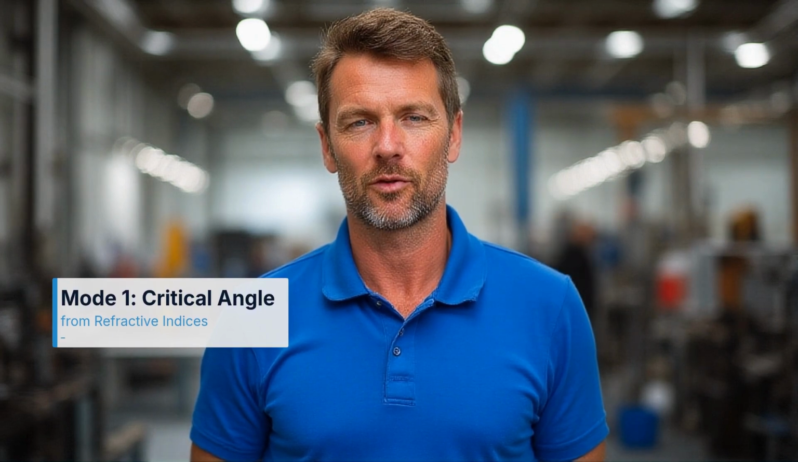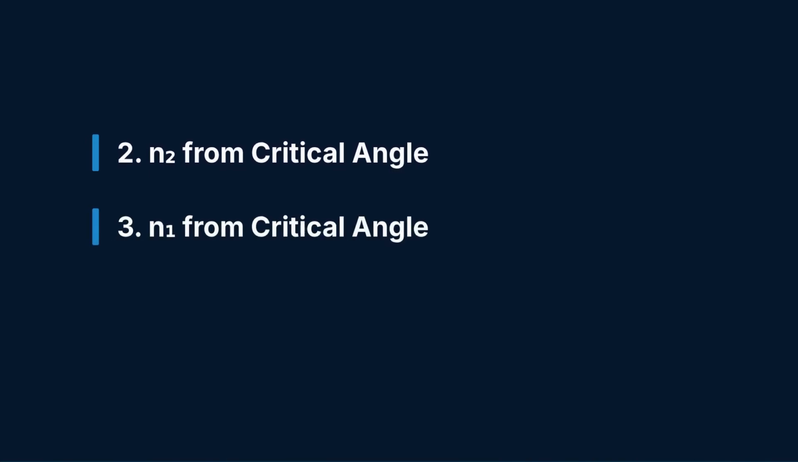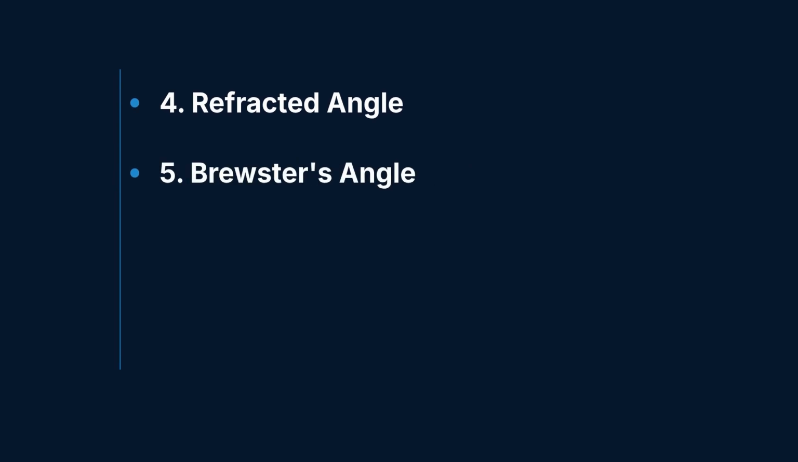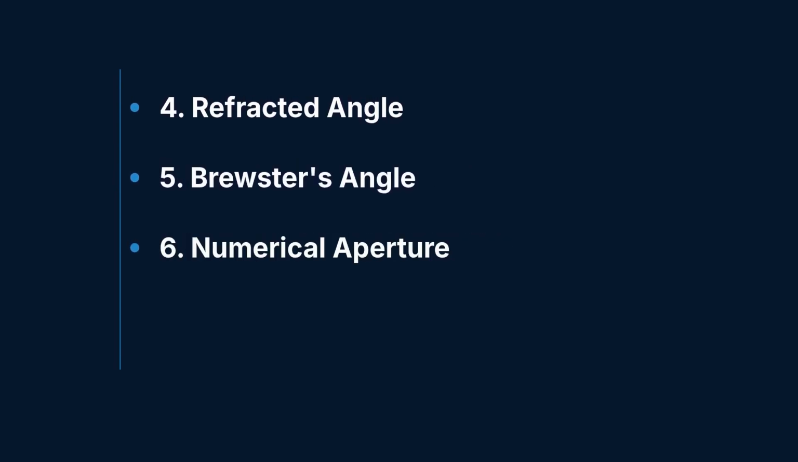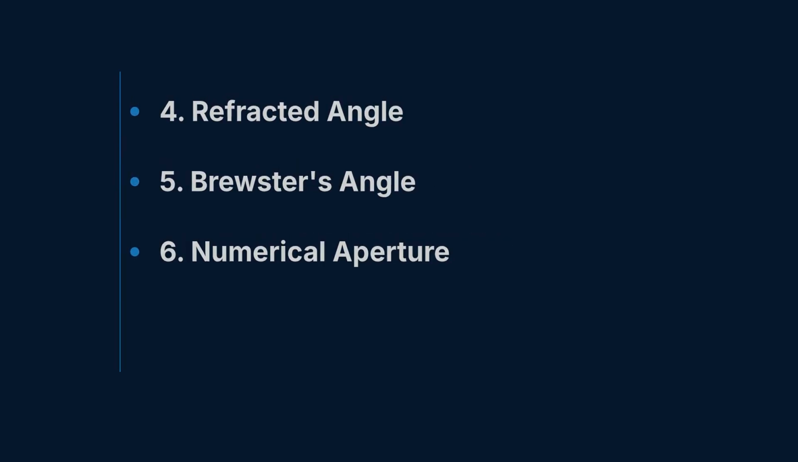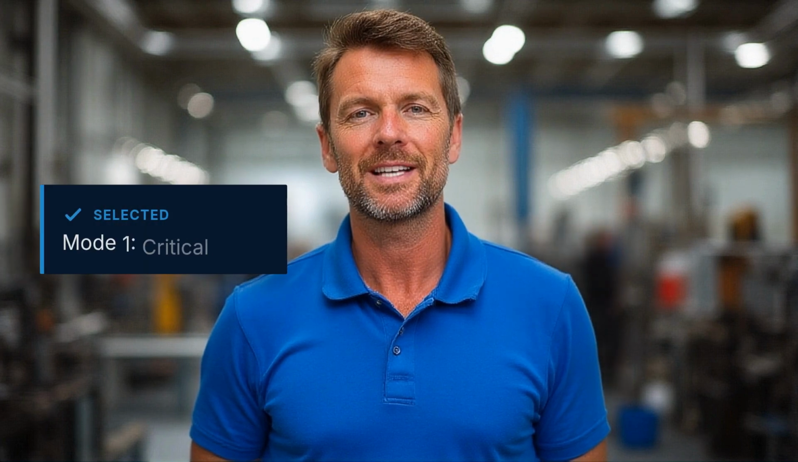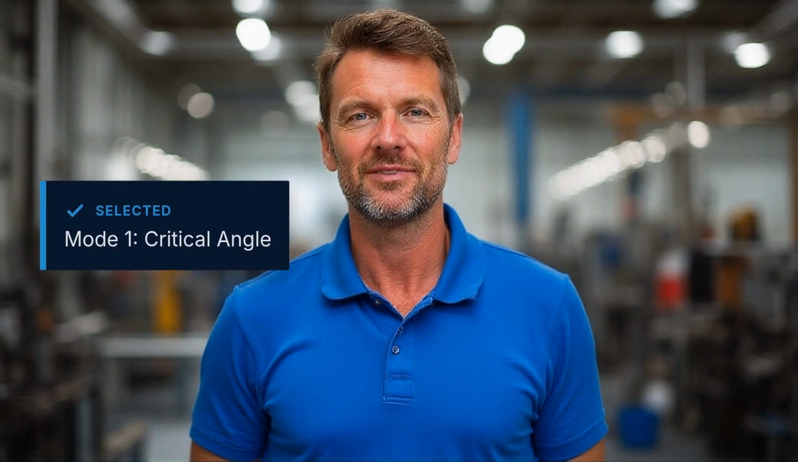Calculate critical angle from refractive indices. Calculate N2, less dense medium from critical angle. Calculate N1, denser medium from critical angle. Calculate refracted angle below critical angle. Calculate Brewster's angle polarization. And calculate numerical aperture fiber optics. For this demonstration, I'm using Calculate critical angle from refractive indices.